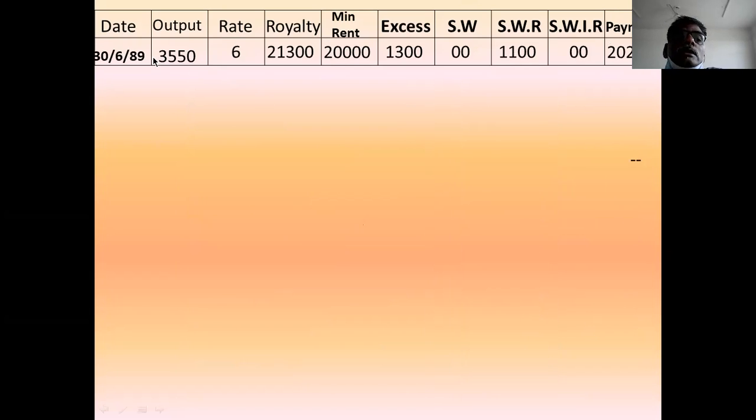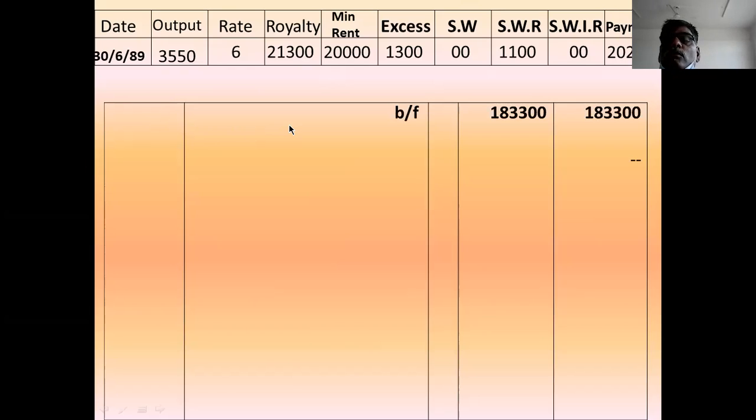Okay. This is the information related to 1989. In 1989, there is no SW. SWR is here. SWIR is not given in the problem. Therefore, you join short working in the second entry. You join short working in the second entry. You see here.